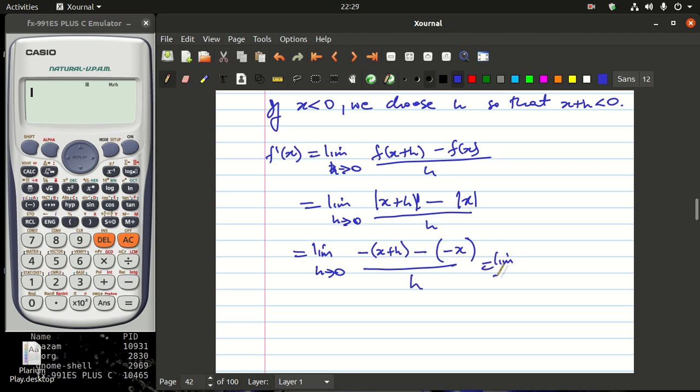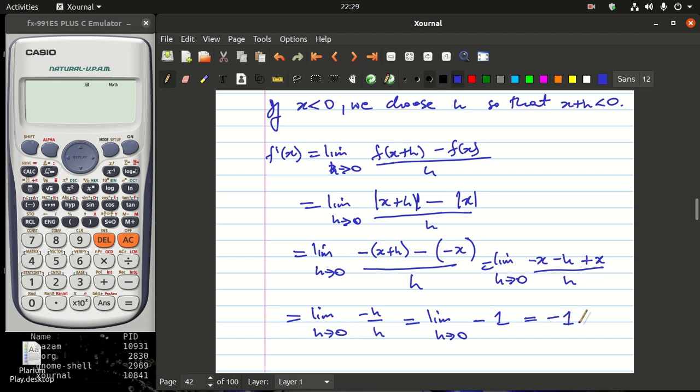which is the same as the limit as h approaches 0 of, if you look at this, I have minus x minus h, and minus a minus is a positive x, all over h. We have a minus here and you have a positive, so these two cancel out, and now you have the limit as h approaches 0 of minus h over h, which is the same as the limit as h approaches 0 of minus 1. This h and this h will cancel, and the limit of a constant is just that constant there.